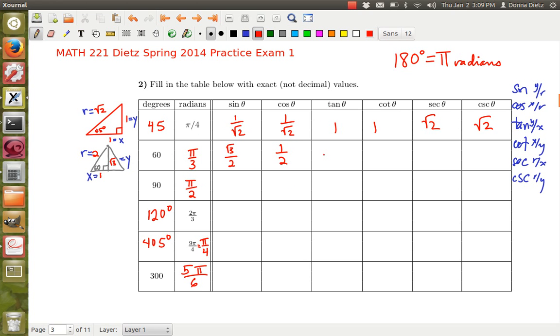Sine over cosine is root 3. Reciprocal of that is 1 over root 3. Reciprocal of a half is 2. Reciprocal of sine is 2 over root 3.